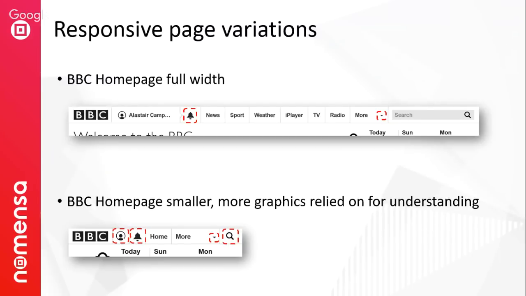It's also worth remembering to check different variations of a page. Quite often websites will drop the text next to an icon at smaller screen sizes. So do check the smaller screen sizes, because more icons or graphics might come into scope.